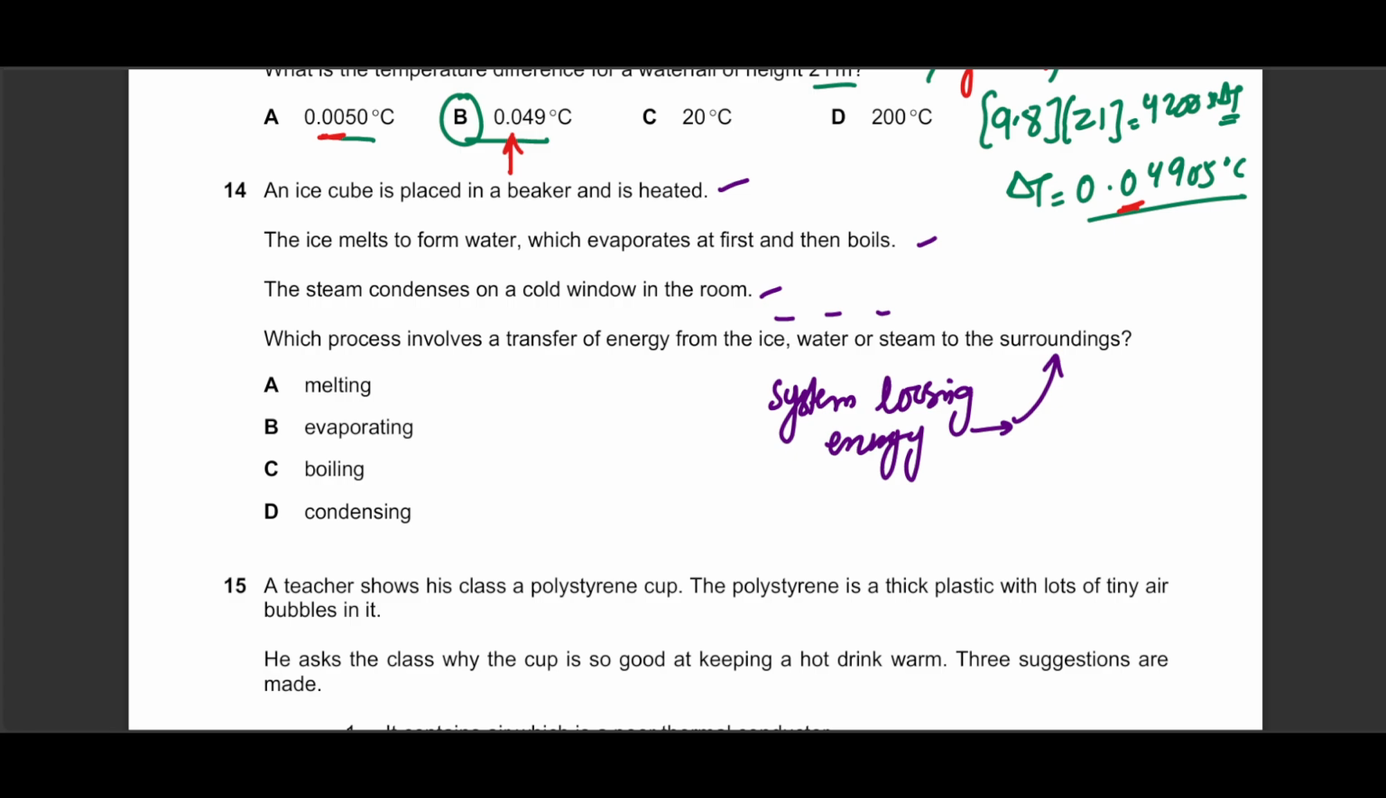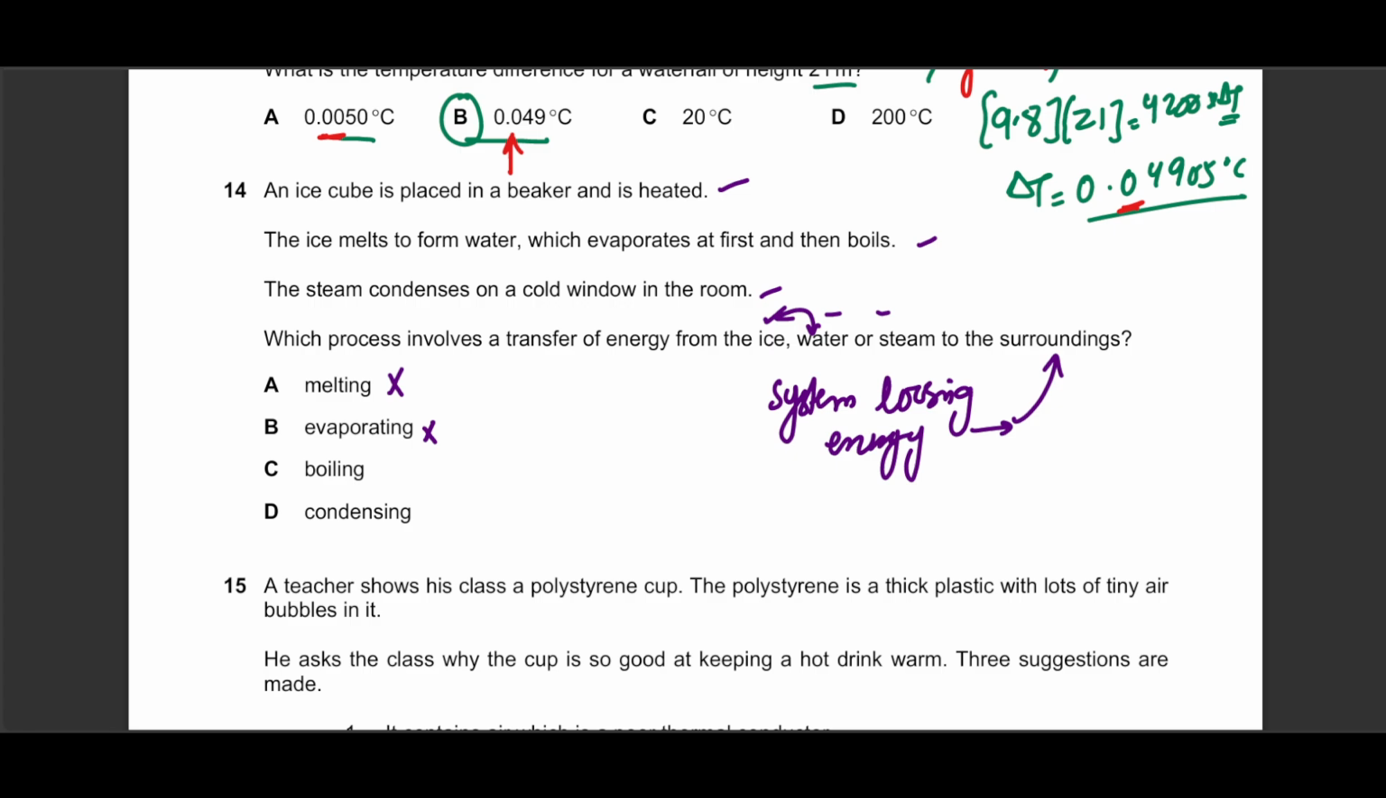So melting, when we try to melt, we're supposed to add energy into the system. Either it's ice turning into, let's say, water, it's absorbing energy from the surrounding, it's not losing it. In evaporation, also it is absorbing energy from the surrounding, it's not losing it. It's trying to absorb energy from the surrounding so that it can break the bond and set itself free from the intermolecular forces and be in the gaseous state rather than being a liquid state.